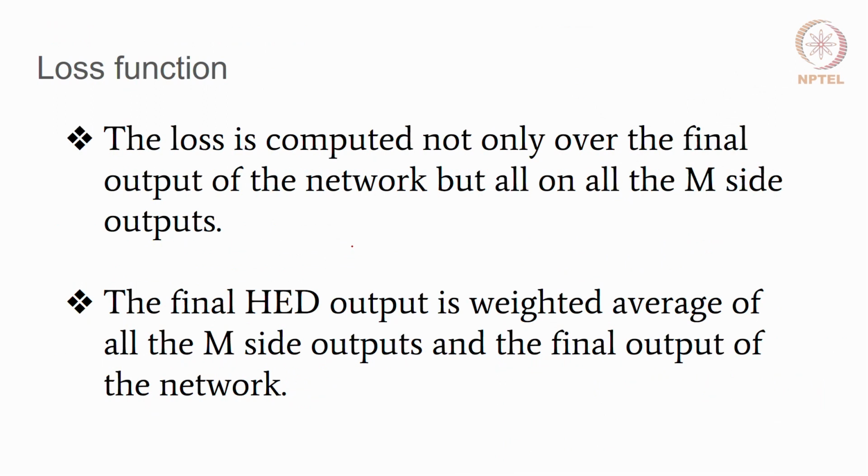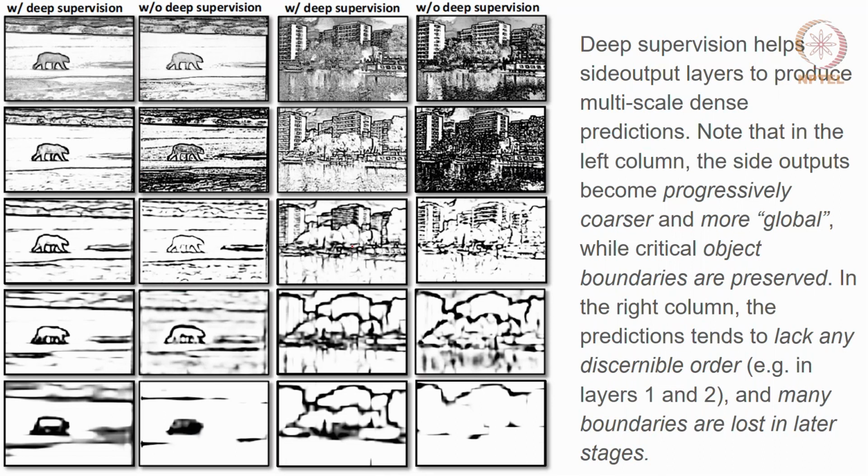And then the final HED output is a weighted average of all the M side outputs. And of course, there is also a final output of this network. And the loss is computed not only over the final output of this network, but on all the M side outputs, as I said. So now here is something that you can see.